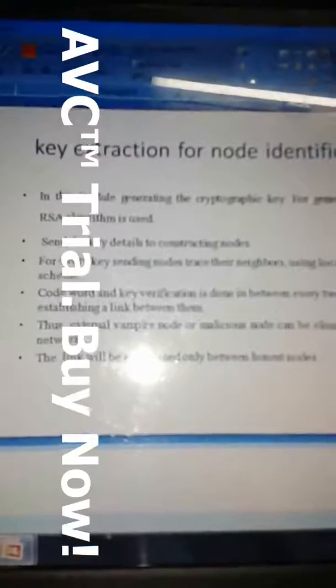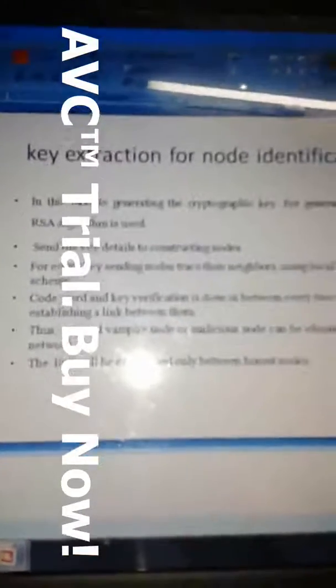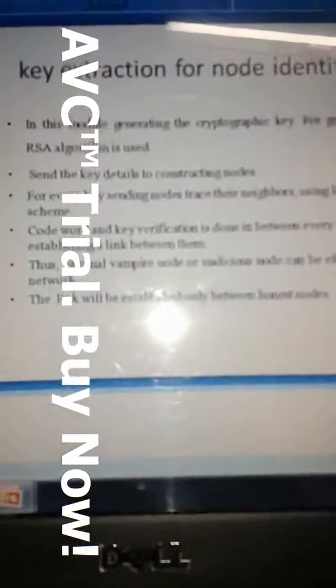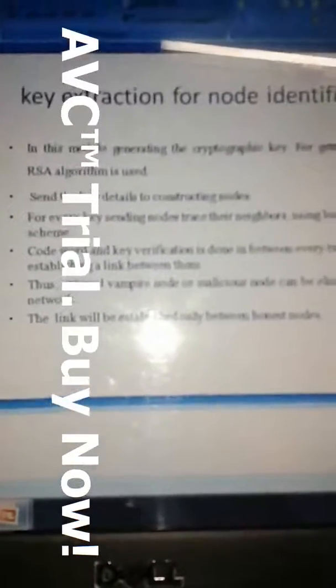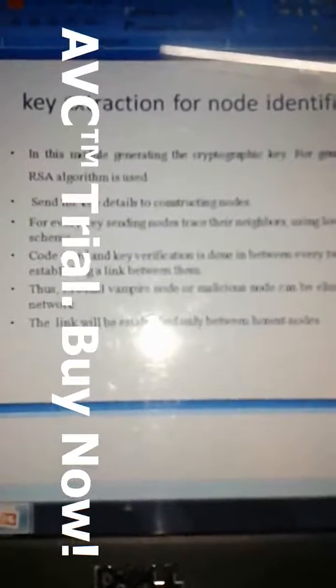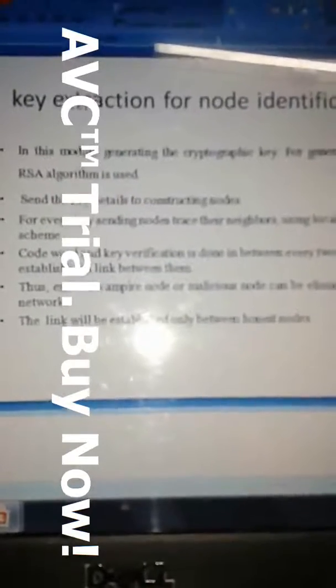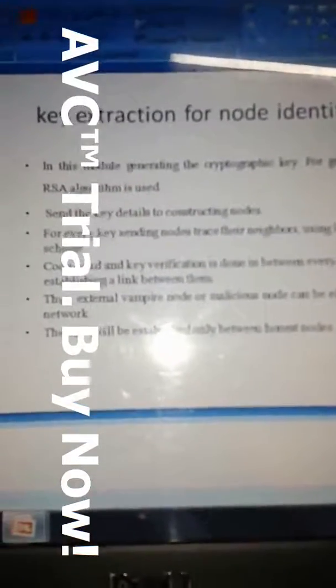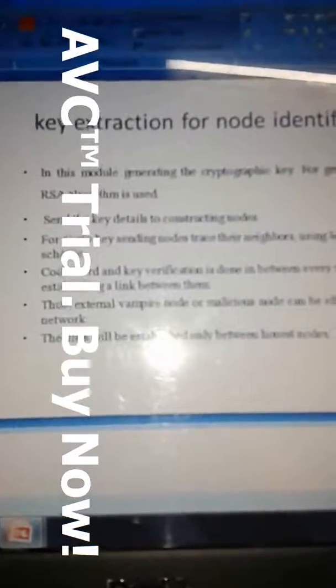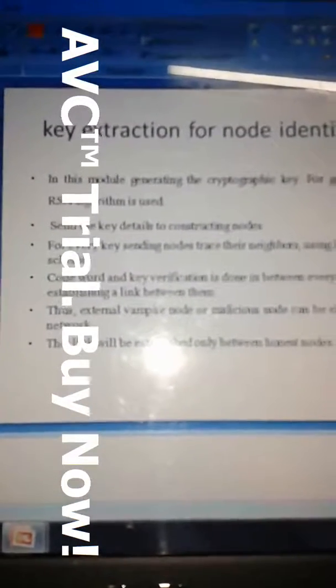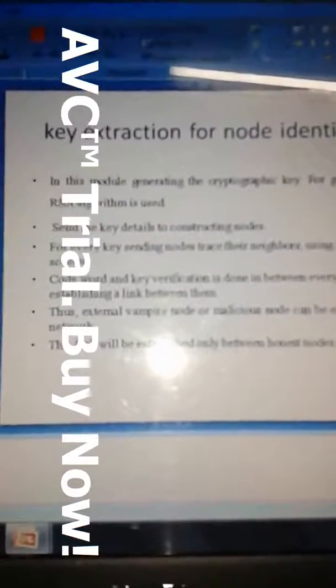The second module is key extraction for node identification. In this module, a cryptographic key is generated, and the RSA algorithm is used for generating it. After that, a key is generated for each node and the key details are sent to every constructing node. For every sending node, it traces the neighbors using the local broadcast scheme. After sending the key details, it verifies the code word and key between every two nodes, and then establishes the link between them.